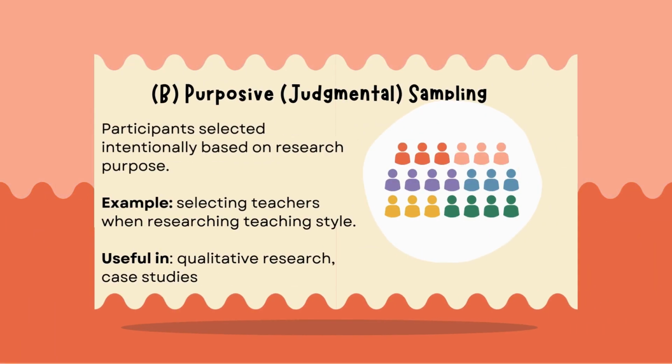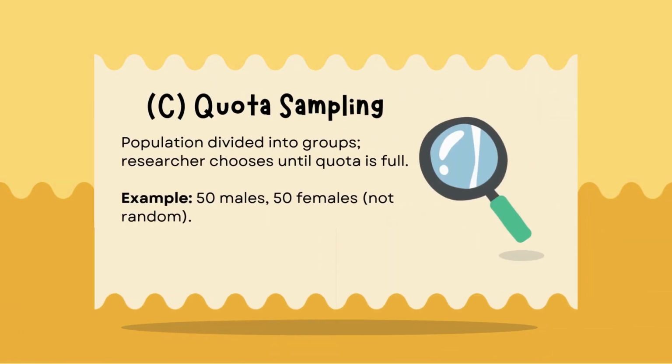Purposive or judgmental sampling. Participants are selected intentionally based on the research purpose. It is useful in qualitative research and case studies. Quota sampling. The population is segmented and the researchers select individuals until a quota is filled. For example, 50 males or 50 females, with the selection not being random.